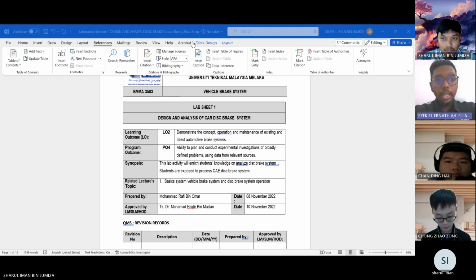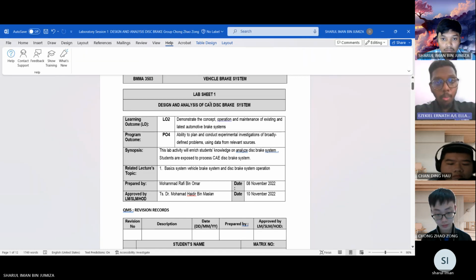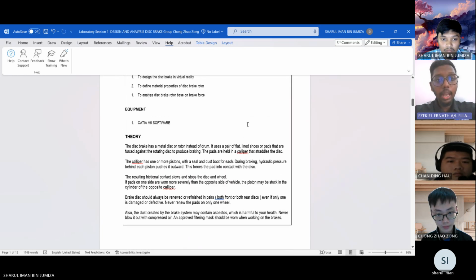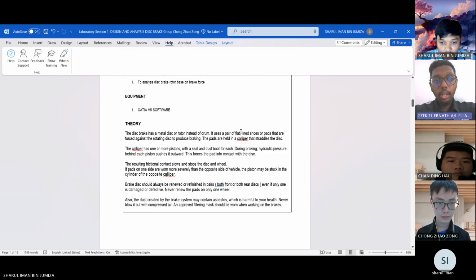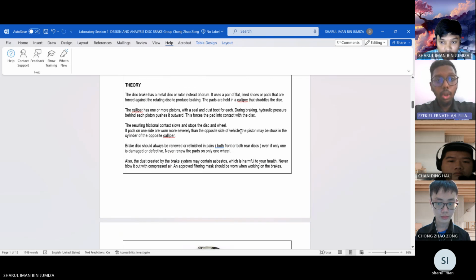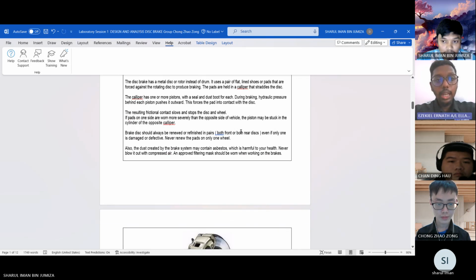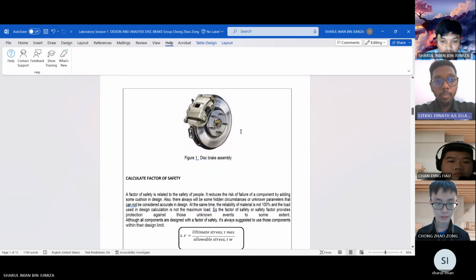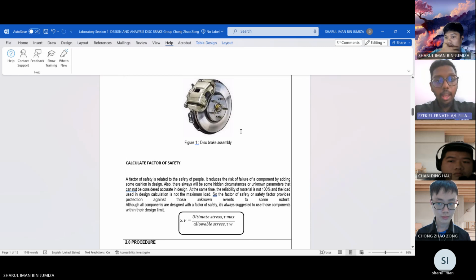If pads on one side are worn more severely than on the opposite side of the vehicle, the piston may be stuck in the cylinder of the opposite caliper. Brake discs should always be renewed or refinished in pairs, both front or rear. Even if only one is damaged or defective, never renew the pads on only one wheel. Also, the dust created by the brake system may contain asbestos, which is harmful to your health. Never blow it out with compressed air. An approved filtering mask should be worn when working on the brakes.